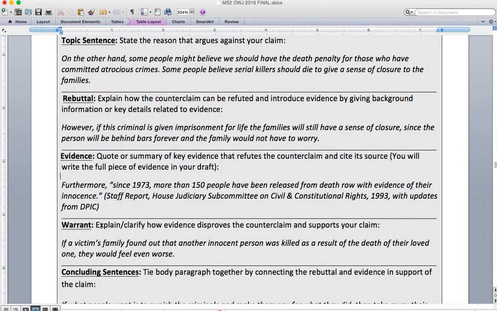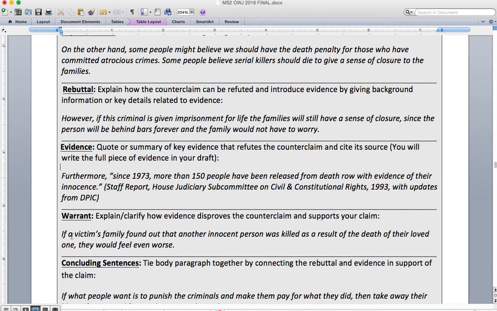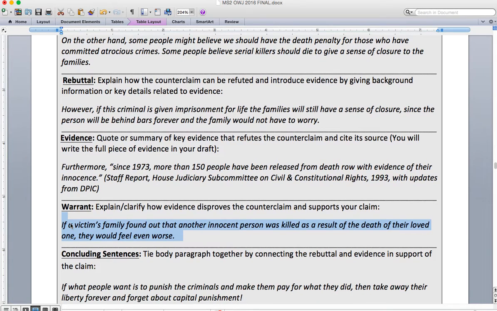And then your warrant, you're going to explain or clarify how the evidence disproves the counterclaim. And in this case, if a victim's family found out that another innocent person was killed as a result of the death of their loved one, they would feel even worse.